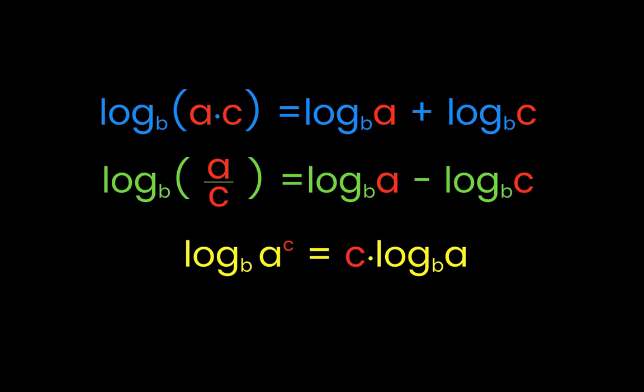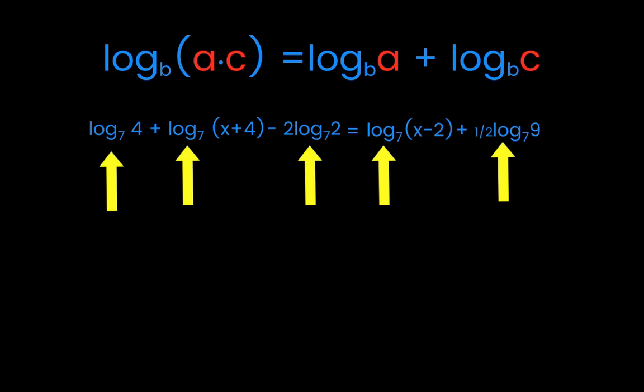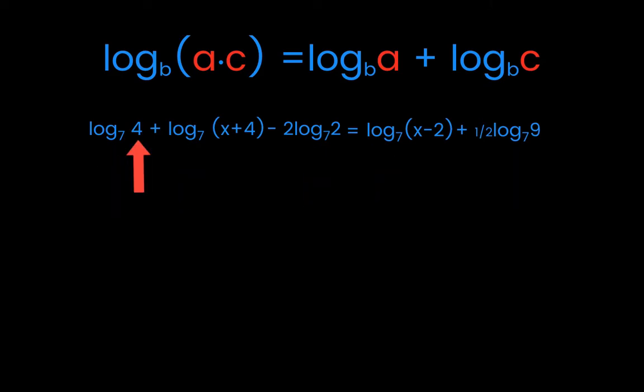Okay, so let's work out some problems where we actually get to work some of these out and see how it looks. So here's your first problem. It's pretty long. One of the first things I want to point out is that they all have the same log base. They're all log base 7. Log base 7 of 4 plus log base 7 of x plus 4 minus log base 7 of 2 equals log base 7 of x minus 2 plus one half log base 7 of 9. That's a lot. It's pretty long.